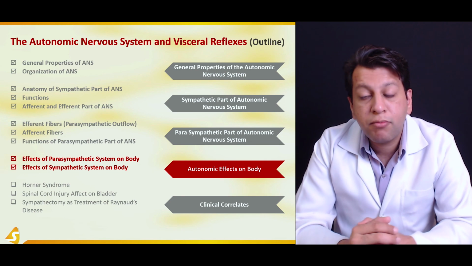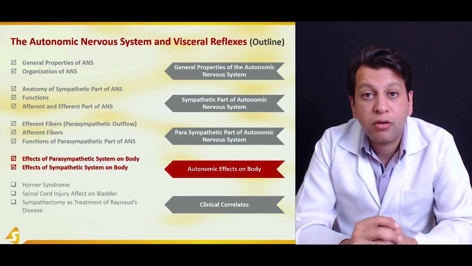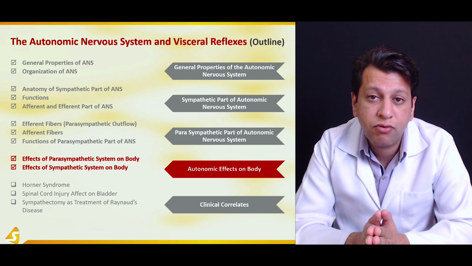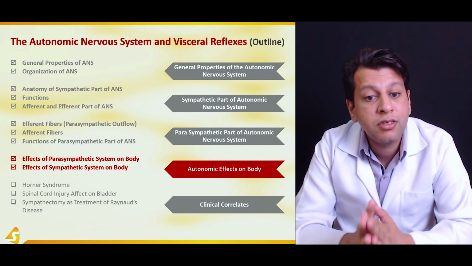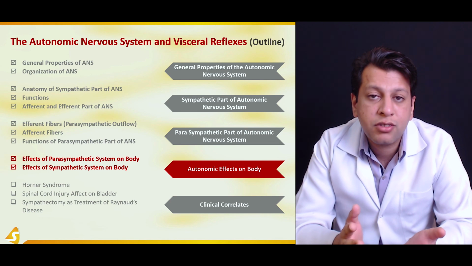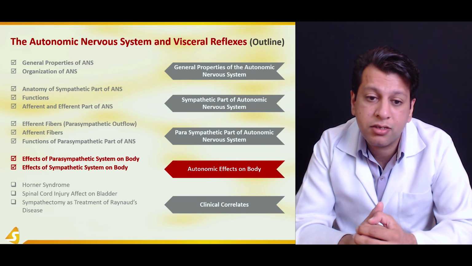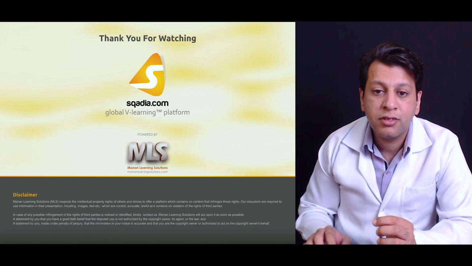By this, we have come to the end of the fourth section of the autonomic nervous system. We have discussed the effects of the parasympathetic on our body, that is rest and digest, and the effects of the sympathetic nervous system, that it prepares you for the fight or flight mechanism in our body.